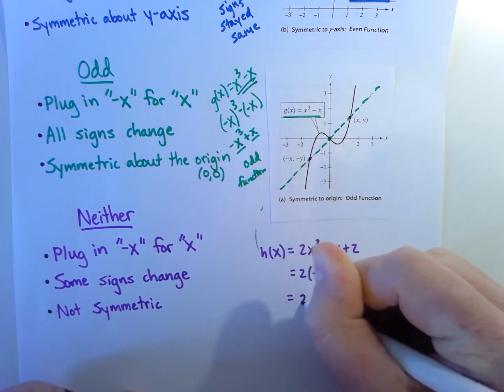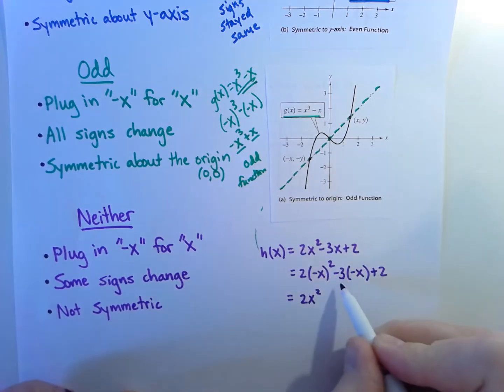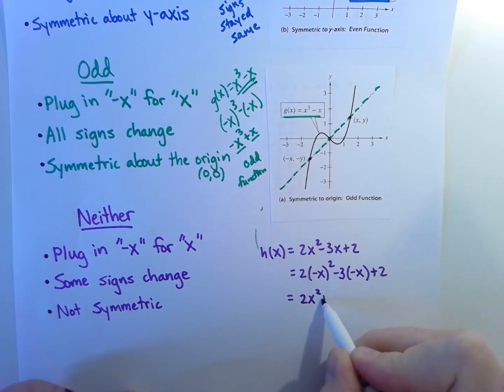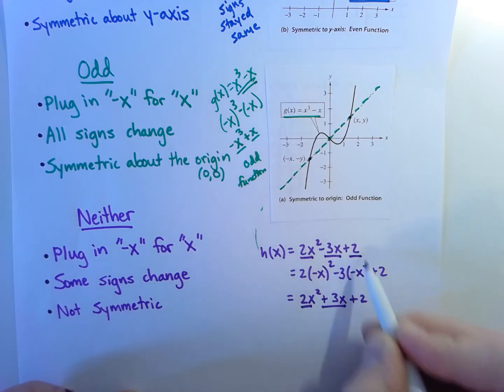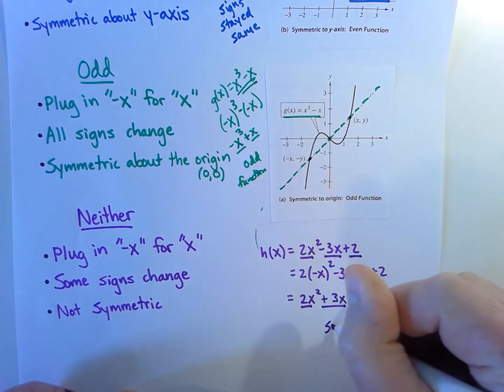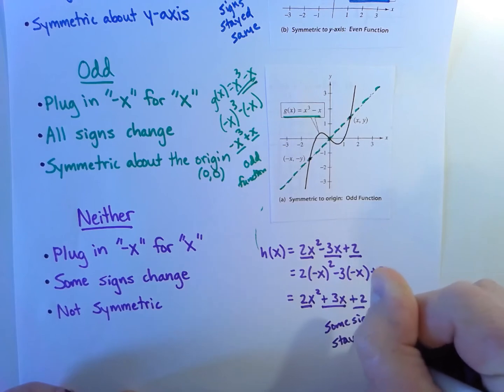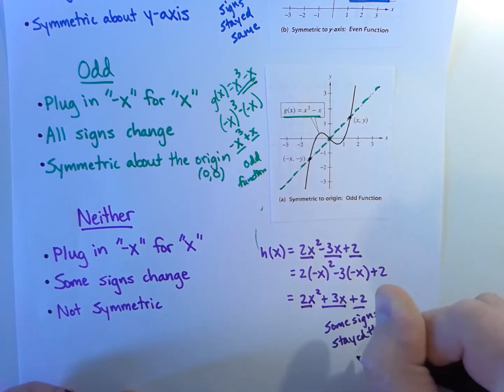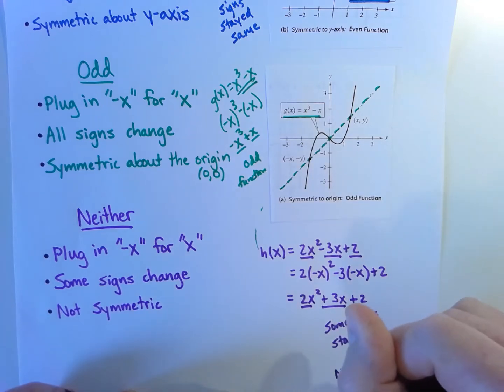We end up with 2 times negative x squared, which does stay the same. Negative 3 times negative x becomes positive 3x. So notice 2x squared stayed the same, negative 3x became positive 3x, then 2 stayed the same. So some signs stayed the same. Not all of them. So this one would be neither.